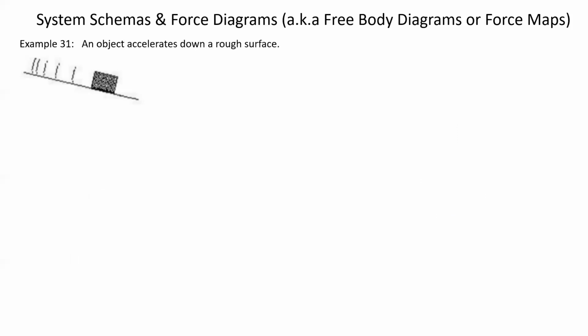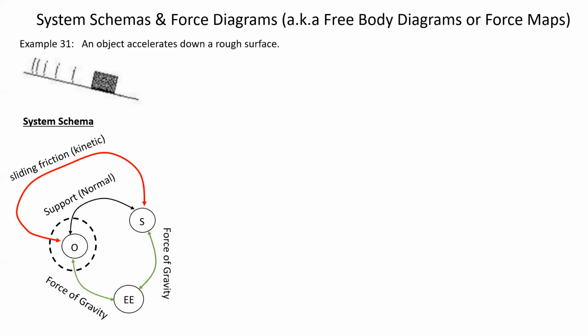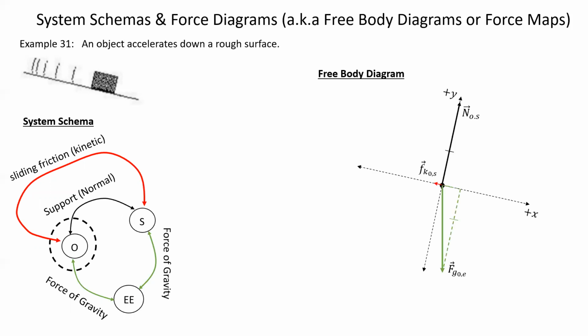An object accelerates down a rough surface. The difference this time is that we have friction, and specifically it's kinetic friction. The force diagram looks similar to last time, but now we have kinetic friction opposing the motion down the ramp, so the kinetic friction is up along the surface of the ramp. Since it accelerates, this cannot be balanced. Although the y component of the gravitational force balances out the normal force, nothing balances out the x component of the gravitational force perfectly. In fact, the net force will be equal to the x component of the gravity force minus the friction force.